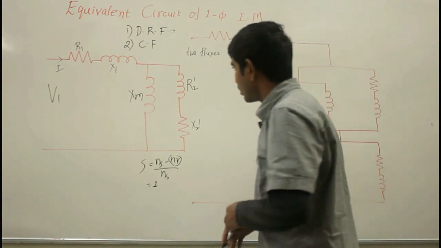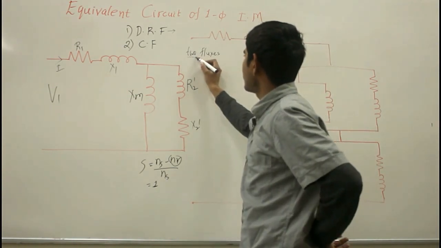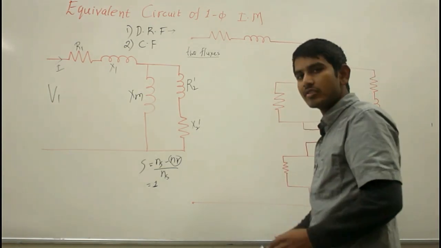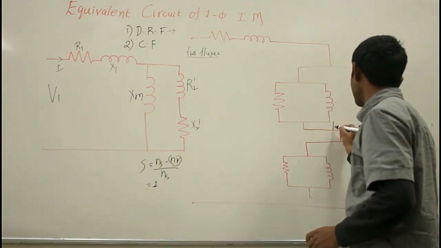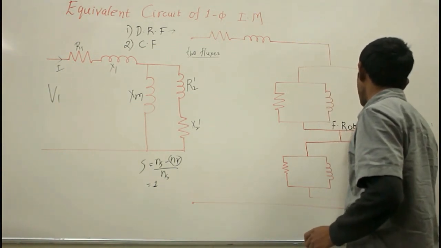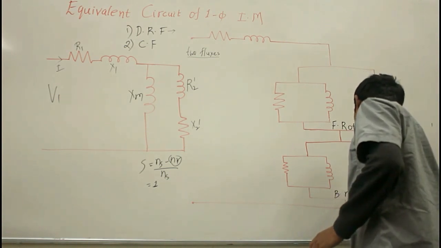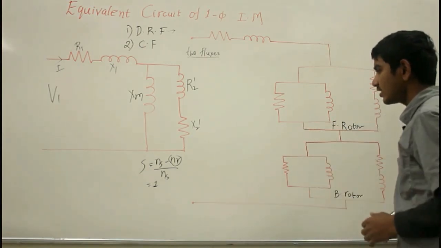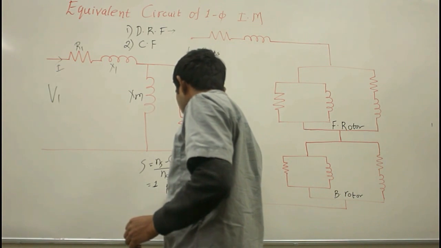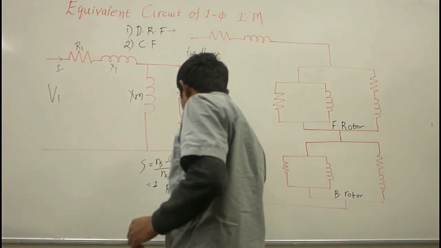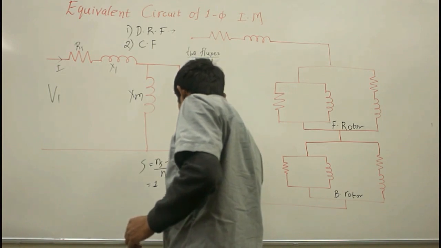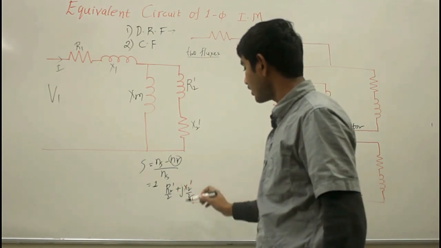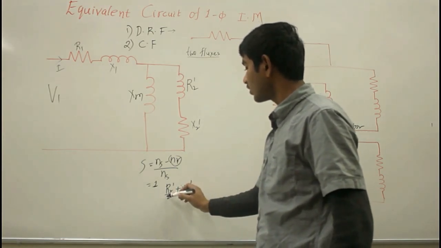Now, when the air gap flux is split into two parts, the rotor of the single phase induction motor can be assumed as two imaginary rotors: one is a forward rotor and the other is a backward rotor. The impedance seen by the rotor at standstill condition will be given by R2 dash by 2 plus jX2 dash by 2, because this is due to the forward field flux, and similarly for the backward field flux also it will be R2 dash by 2 and jX2 dash by 2.